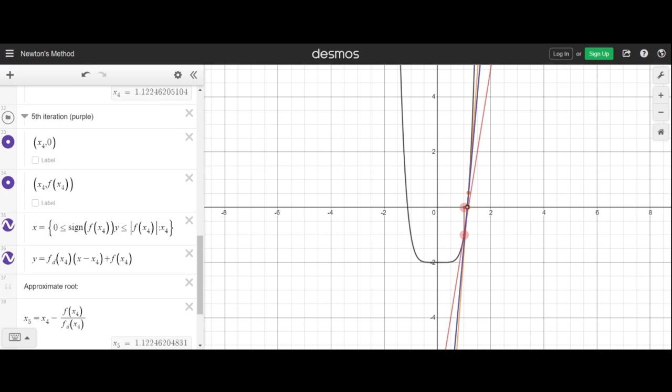I think if we had one more iteration, well, no, I want to be a little bit careful here. Hold on. Got to be a little bit careful. One moment here.